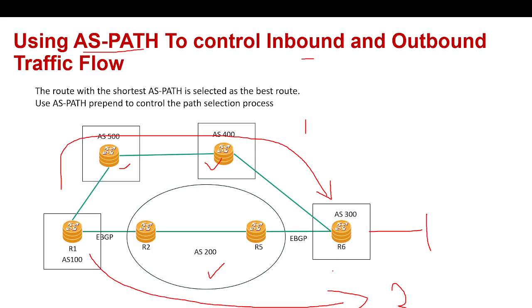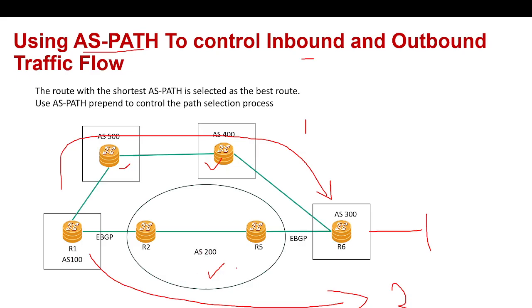By default, the lower path will flow through AS200 because this is one autonomous system. So if we want to control this, we can use fake autonomous systems added in this path if we want to pass traffic through the upper link. Thank you. That's true.